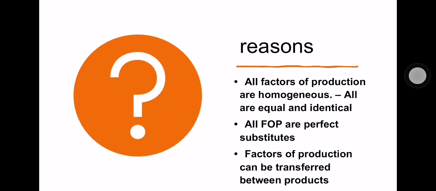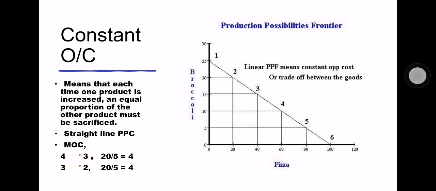So what are the reasons for this? In order for a constant opportunity cost to take place, there are certain factors that affect it. First thing is that the factors of production are homogeneous, which means all are equal and identical. Now, we were talking about pizza and broccoli. Alright, now this means that the same resources used in producing pizza can be used in producing broccoli. That's why we can shift from point 4 to point 3 and 3 to 2 in a similar way. Okay, so just one tip, constant opportunity cost, this thing will never happen in real life.